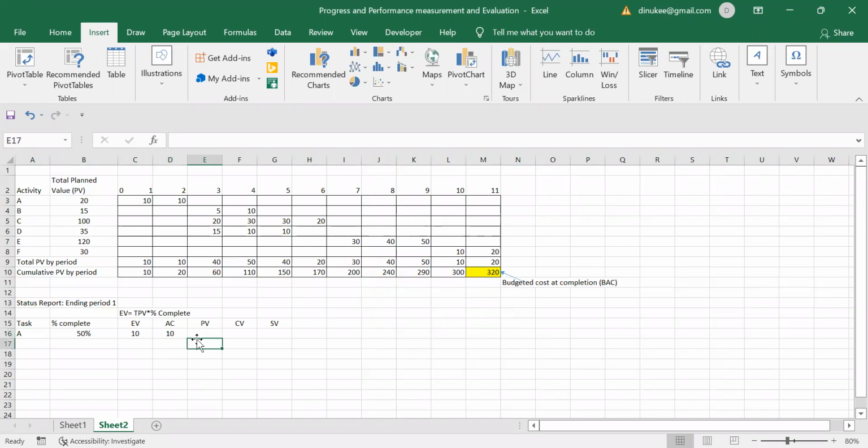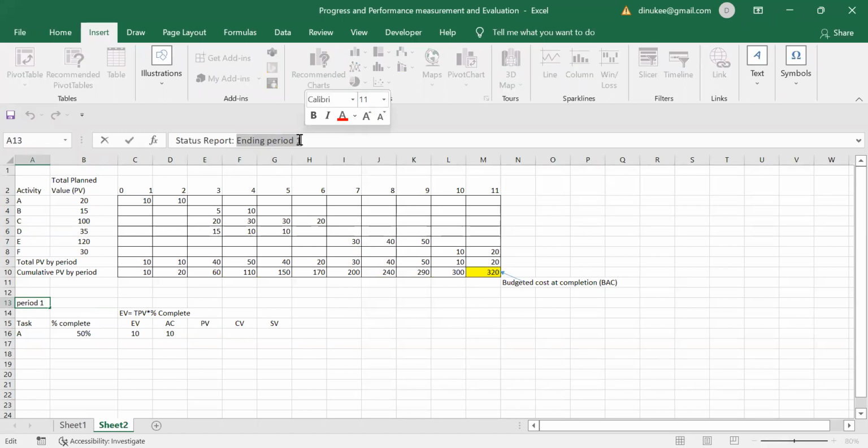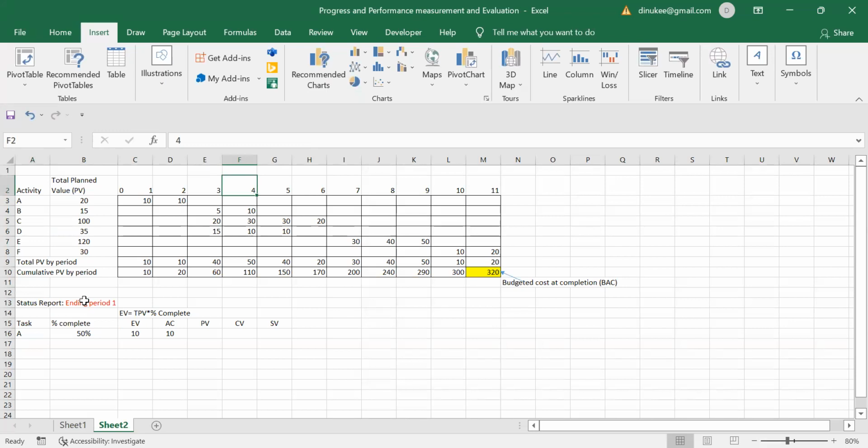The next one is planned value. So what is the planned value? Can you see the status report? In this status report, we are considering ending period 1. At this ending period 1, what is the planned value? They have given the total planned value for each of these activities, and they have given how this planned value is going to occur. So in this status report, we want to see the end of period 1.